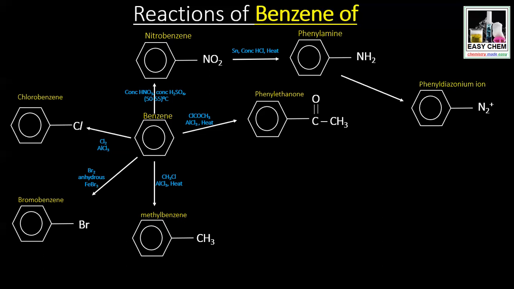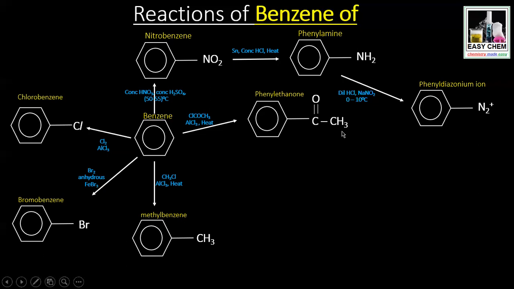We can do this phenylamine to phenyldiazonium ion conversion by reacting phenylamine with dilute HCl and NaNO2, sodium nitrite. Temperature has to be specified: 0 to 10 degrees Celsius. Temperature should be less than 10. Why less than 10? If you increase the temperature, then this phenyldiazonium ion is going to be unstable. So we have to maintain this temperature.